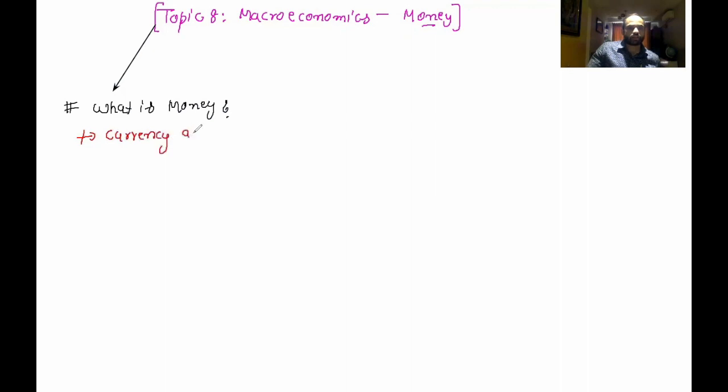Now we move on to the second part of macroeconomics, which is money. In this part, we start with the meaning or definition of money. What is money? Of course, money has a very general meaning. Money means currency and notes. Notes means paper currency made from paper, and currency is basically the coins and things, right?